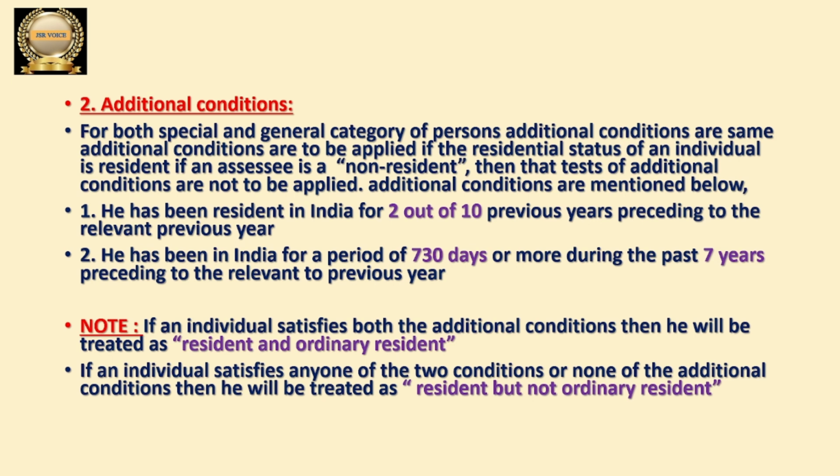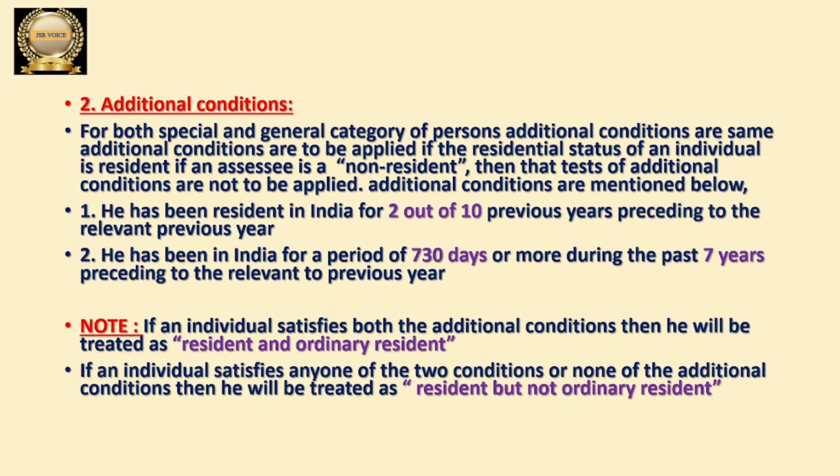First one is he has been resident in India, means he has to stay in India for 2 years out of 10 previous years preceding to the relevant previous year. So we have previous year, I said 2023 and 24 is previous year. So before that year, preceding to that previous year, 10 years period will be there. So out of those 10 years, he has to stay 2 years in India. That is first condition. Okay, before previous year, out of 10 years, he has been in India for 2 years.